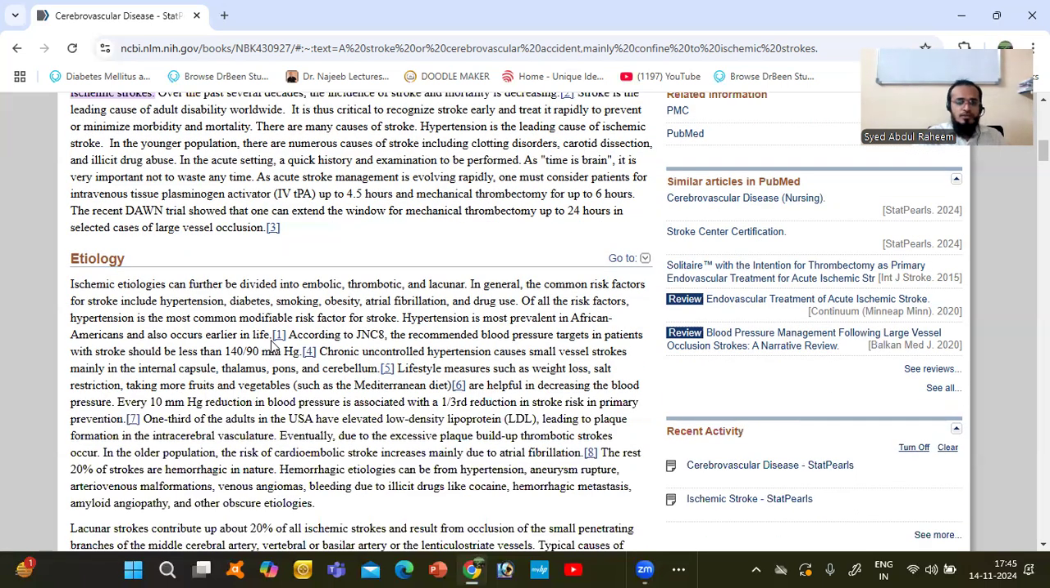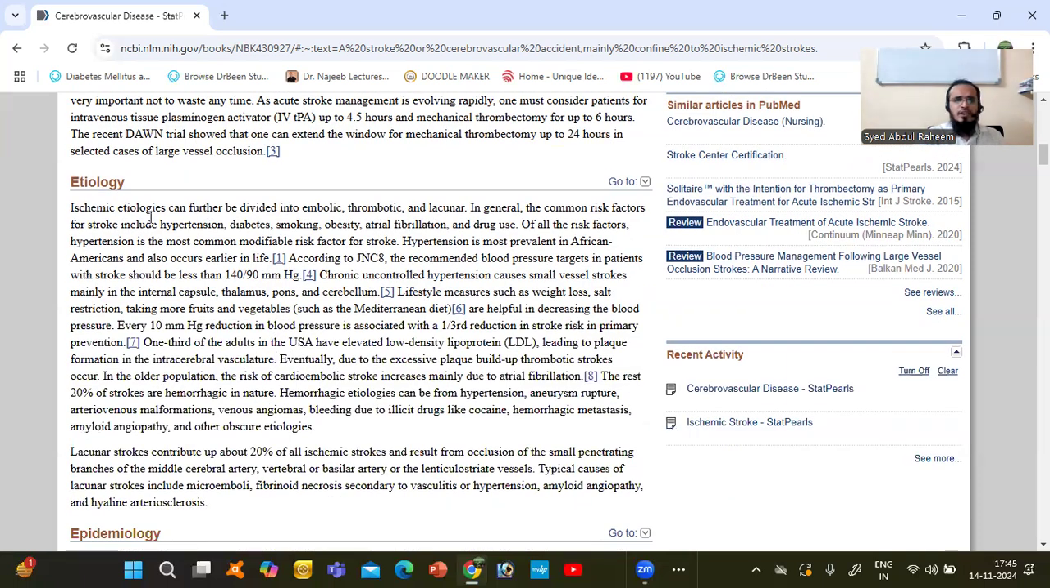Okay. Etiology, causes. Ischemic etiology can further be divided into embolic, thrombotic, okay, and lacunar. So whatever the causes are, they are divided into three subdivisions. We have embolic, thrombotic, and we have lacunar. In general, the common risk factors of a stroke: hypertension, diabetes, smoking, obesity, atrial fibrillation, and drug use. So these are the common ones.